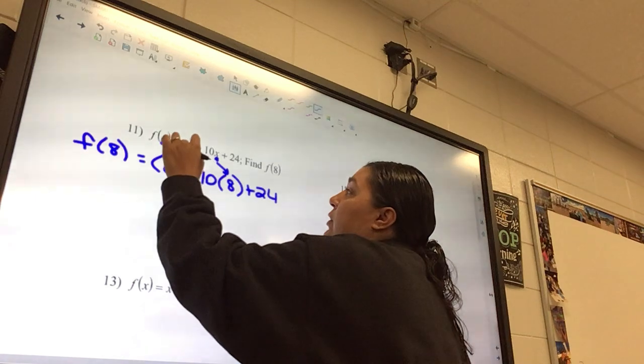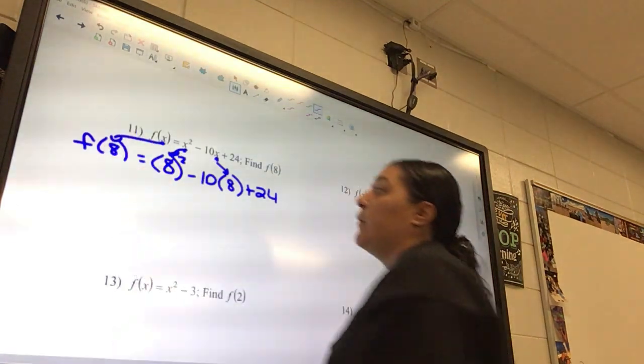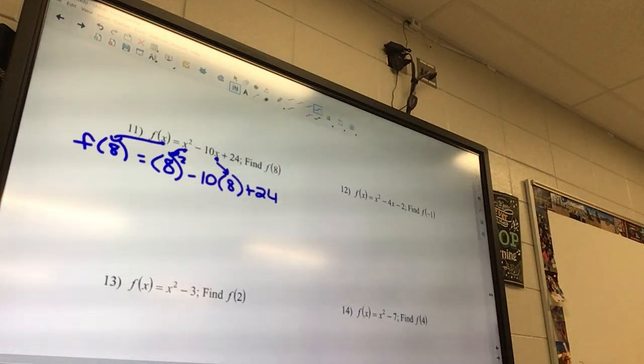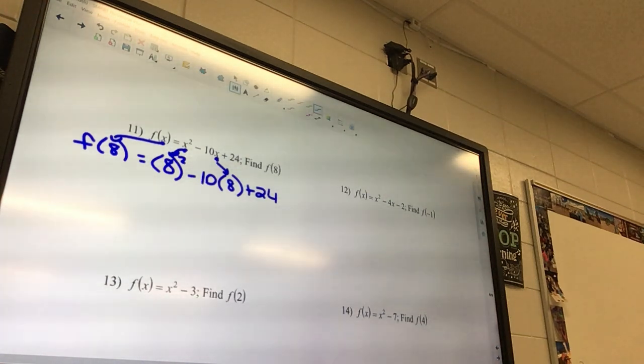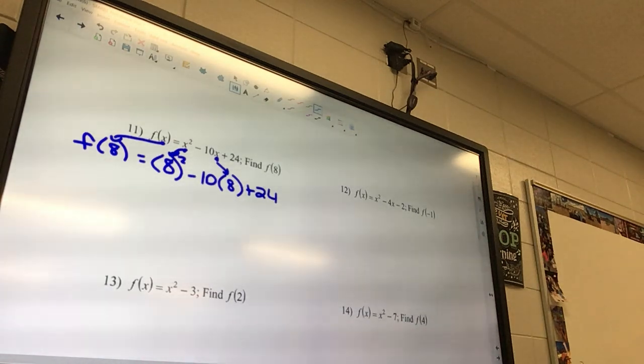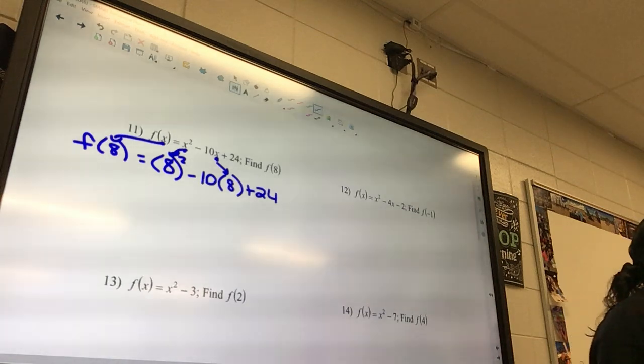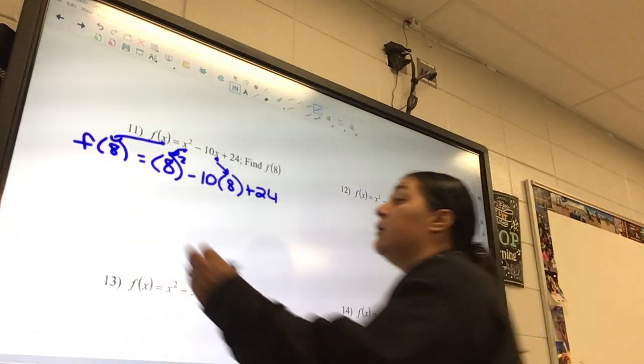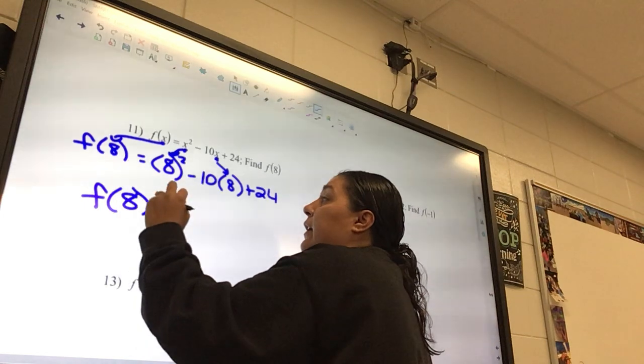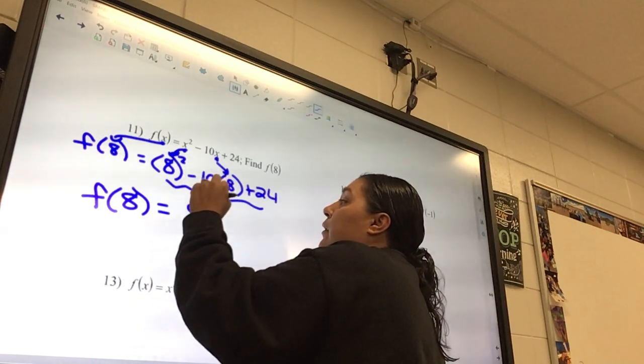Everywhere there's an x, you should be putting parenthesis 8. On your calculator it's 100% the same. You're going to type it, and there's the baby exponent button. If you need help finding it, I will gladly help you. What do you get when you type that in? 8? Somebody agree? Okay. So it's going to look like f of 8 equals 8. So for this whole part, we got 8.